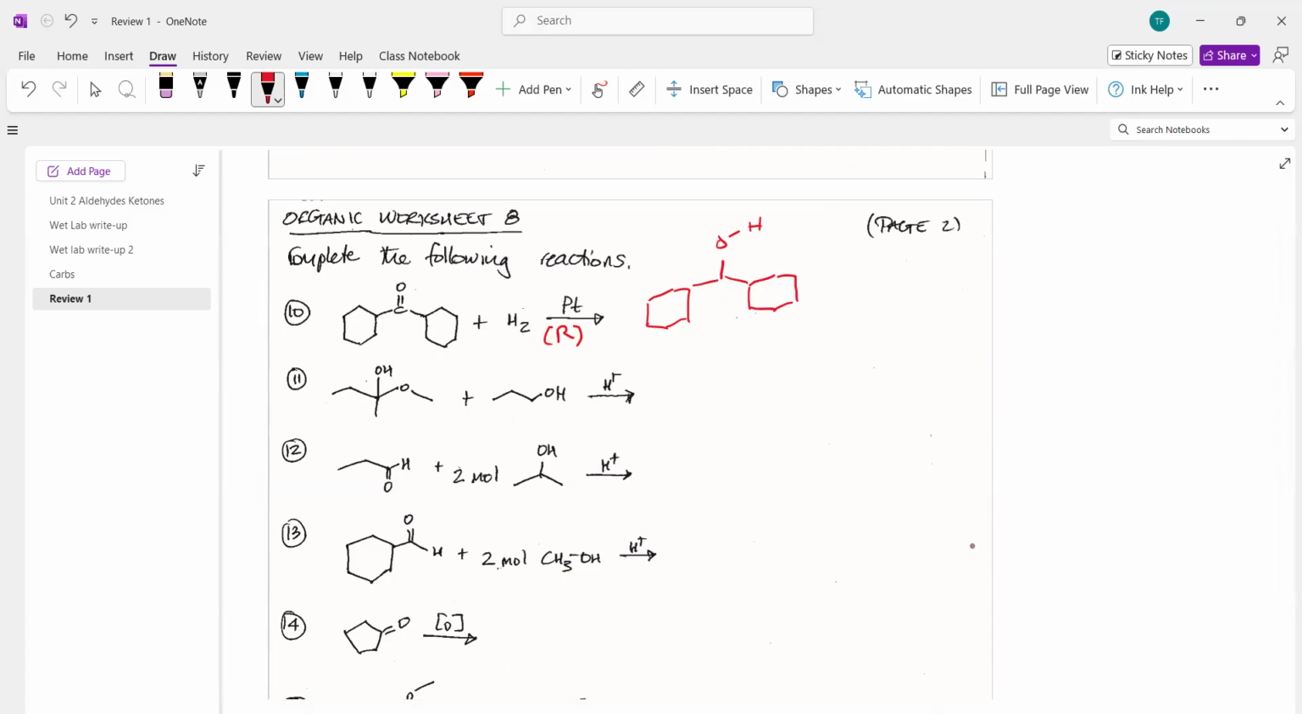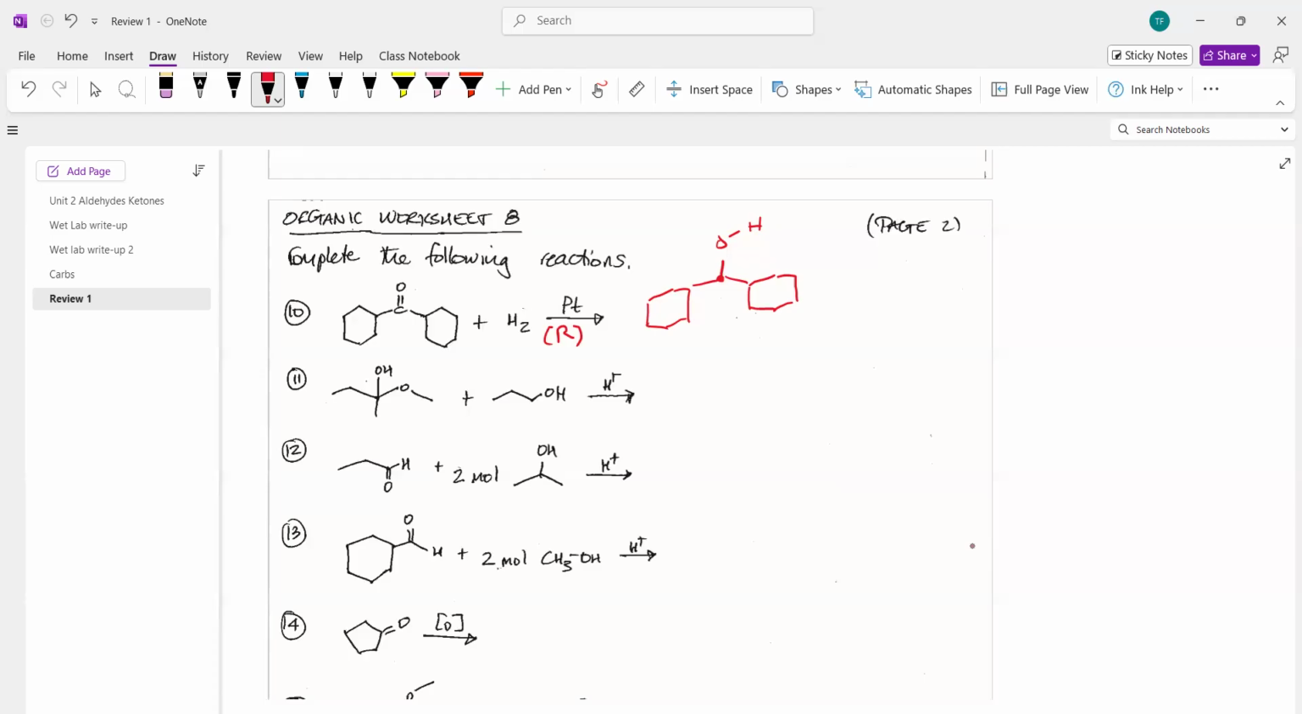Now, this is kind of a pain to name also, because you've got a one carbon alcohol with two cyclohexane branches. So I would not ask you to name this guy if this was on a test. The purpose of me requiring you to name structures is so you focus on the structures. But if the name is so goofy, it defeats the purpose of that.